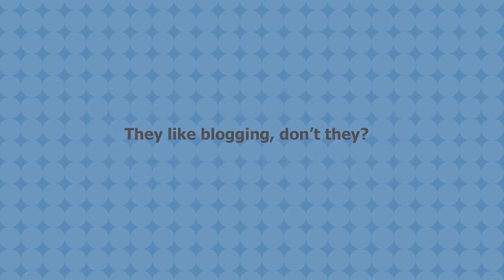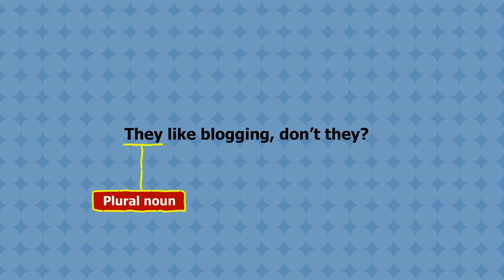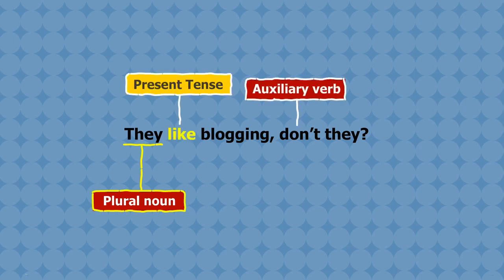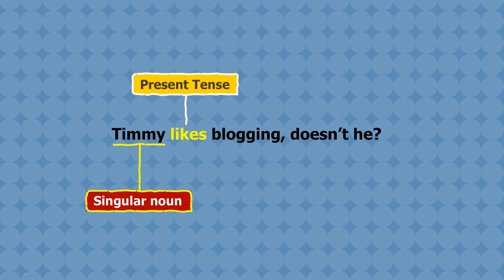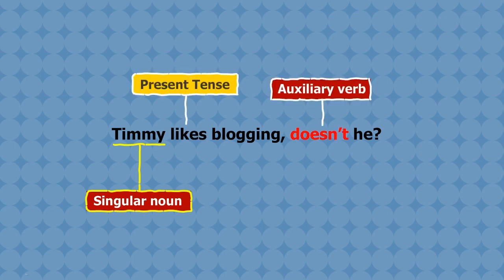For example, "They like blogging, don't they?" In this sentence, the plural noun they is used with the verb in the present tense, like, and the auxiliary verb don't. Similarly, in the sentence, "Timmy likes blogging, doesn't he?" the singular noun Timmy is followed by the verb in the present tense, likes, and the auxiliary doesn't.